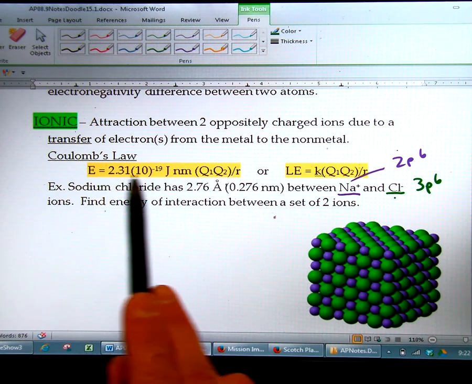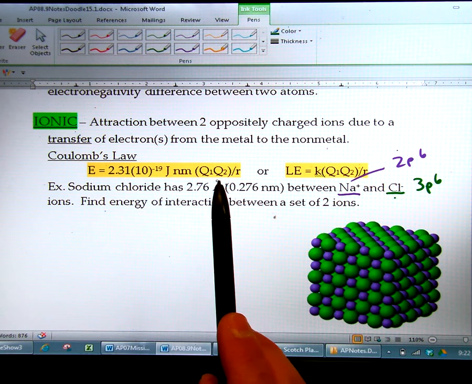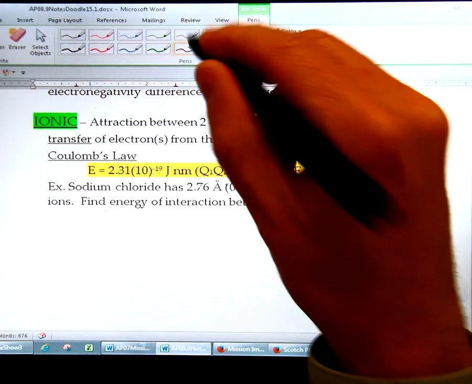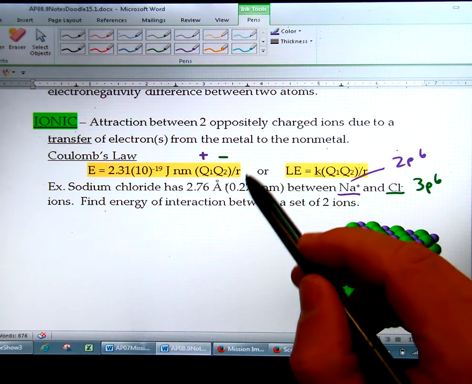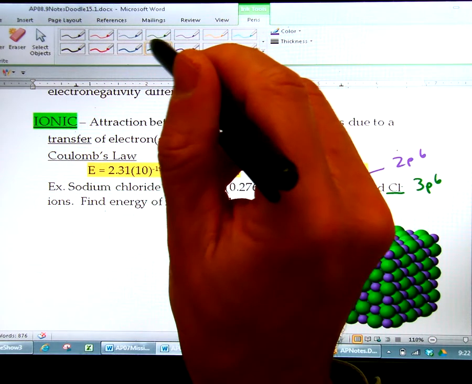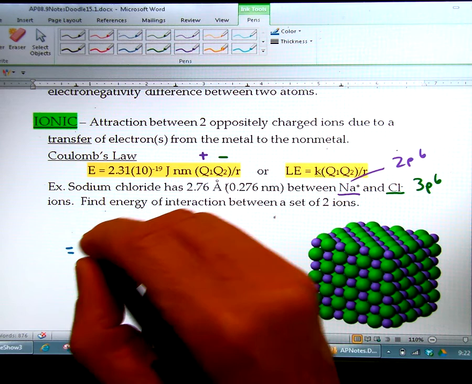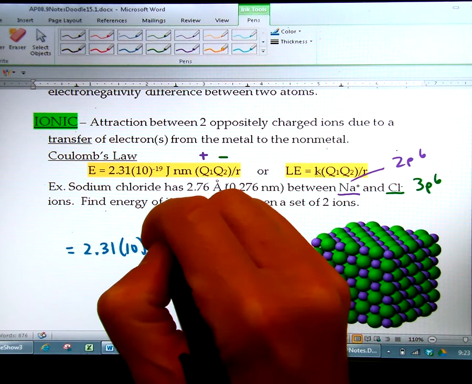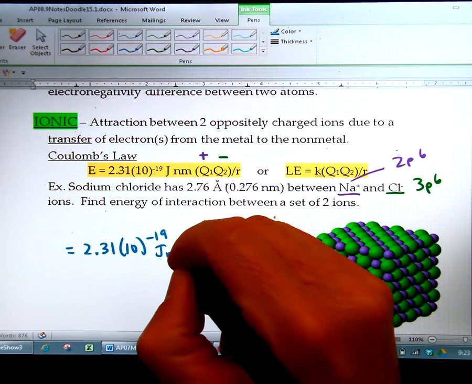We're going to use Coulomb's law to do that, where E is the energy of the attraction. There's a constant. Q1 and Q2 represent the charges. So the Q2 is whatever the negative is, the Q1 is whatever the positive is, and R is the radius between the two ions. So if we're going to plug this into our equation, we'll write E equals negative 2.31 times 10 to the minus 19th, and that's going to be in joules times nanometers.